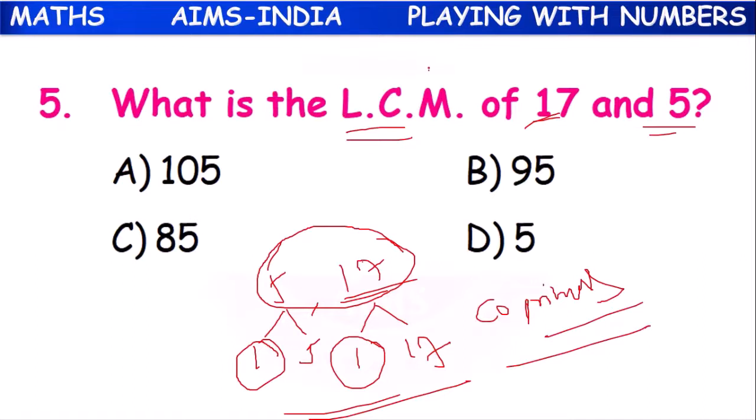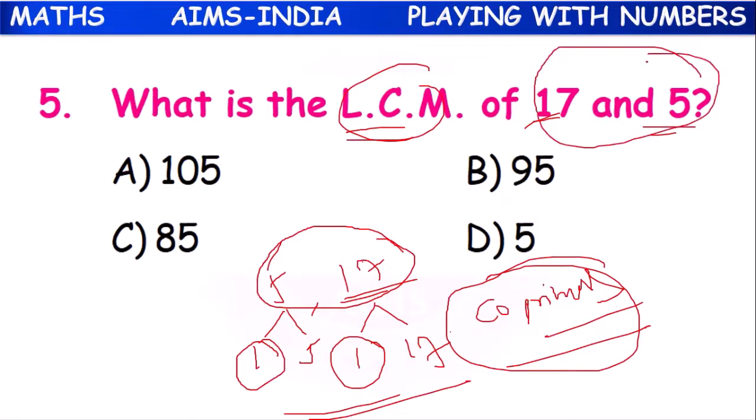What is the LCM of co-primes? The LCM of co-primes is always equal to their product, 17 into 5. No need to follow the division method or the prime factorization method. Directly we can do the product and find the LCM, because they are co-primes. 17 5s are 85. C option, 85 is the correct answer.